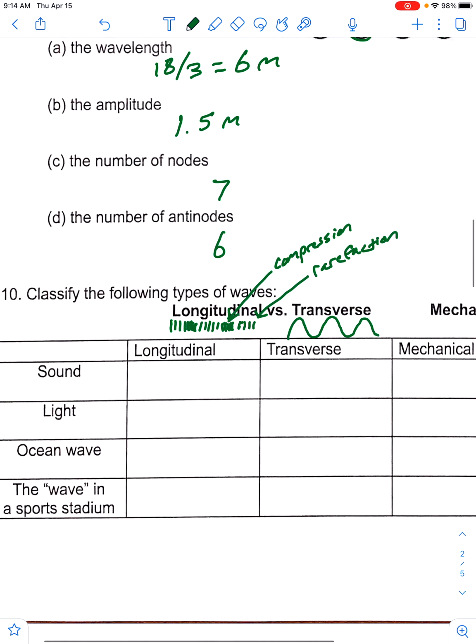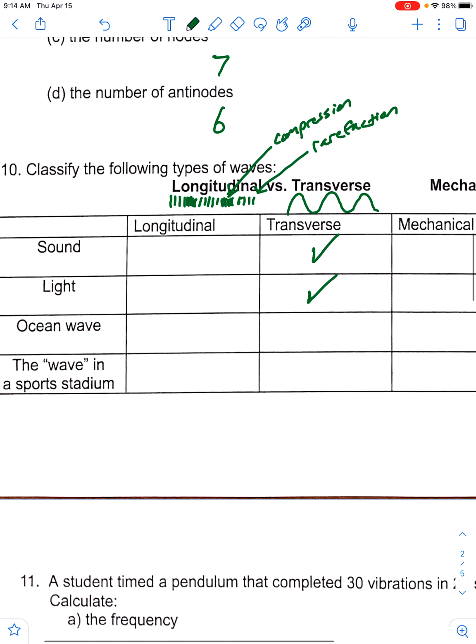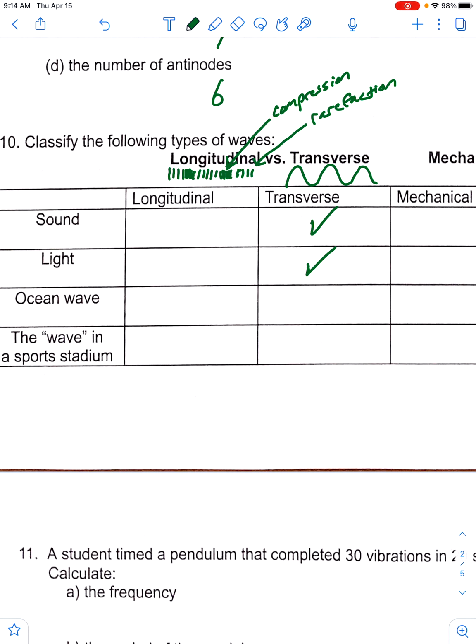Okay, so we'll just do longitudinal versus transverse first. Okay, your sound waves are going to be longitudinal. Your light waves are going to be transverse. Your ocean waves are going to actually be both, because you have the waves that look like waves going up and down, but they're also longitudinal because the water is compressing and stretching out up and down vertically. So it's actually both. And the wave in a stadium will be transverse as well. So most of your waves are going to be considered transverse.